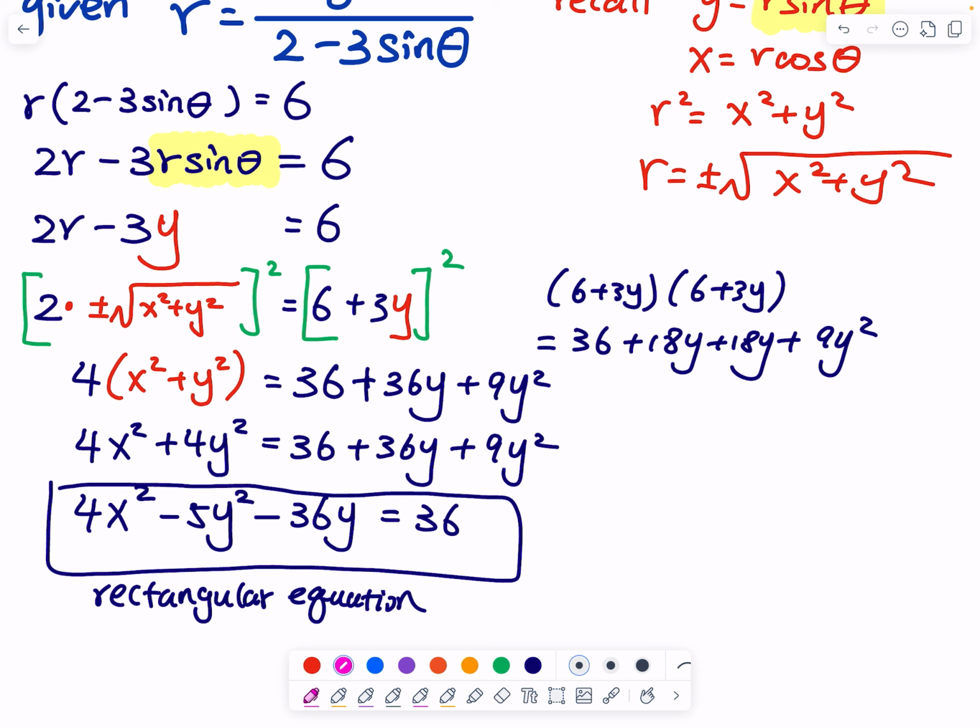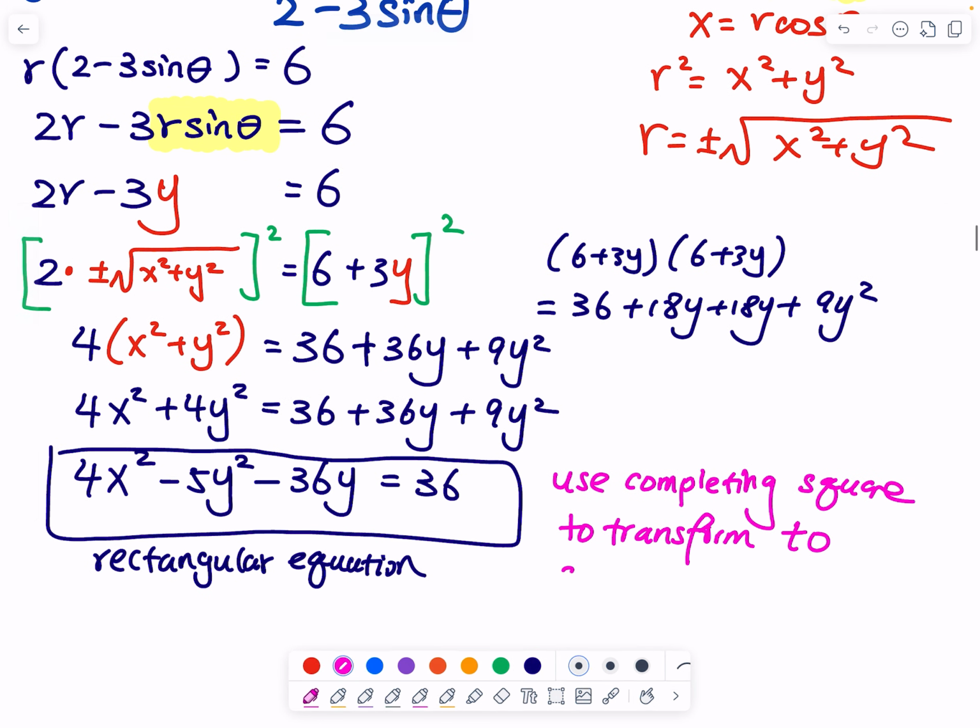And then this one, this is actually a hyperbola. So if you go back to your conic section lectures, usually taught in pre-calculus, you can use completing the square to transform this equation to the standard equation of a hyperbola.